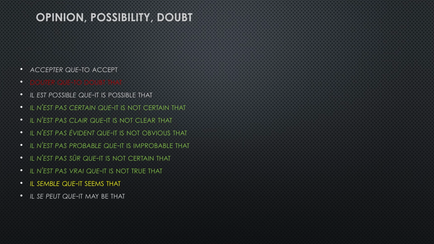And then these phrases that I have highlighted in green here, the il n'est pas certain que, il n'est pas clair que, il n'est pas vrai que, when they are in this negative form, they will take the subjunctive. Il n'est pas certain que je pars. It is not certain that I will leave. But if you put them into the affirmative, il est certain que, you will use the indicative.